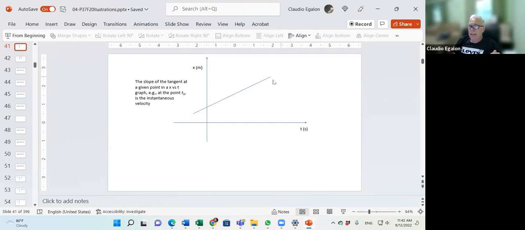Okay, in this specific case, the instantaneous velocity is constant because there is a linear relationship between the position and time.